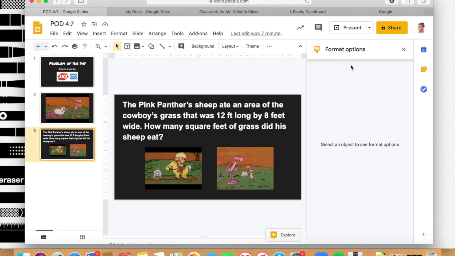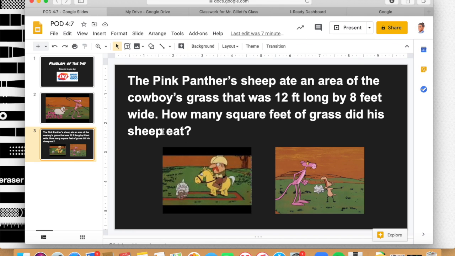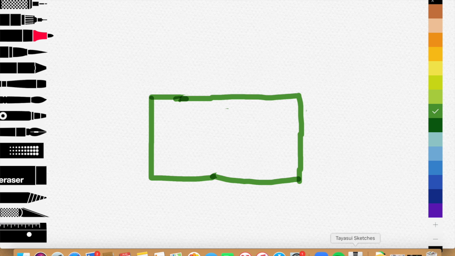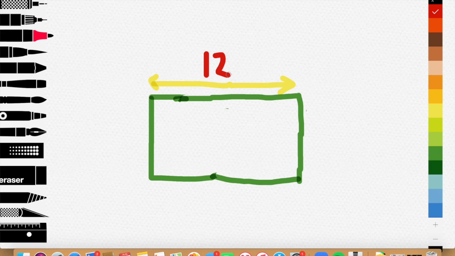Now, the Pink Panther's sheep ate an area of grass, and it was 12 feet long, guys. And it was 8 feet wide. So, if I look at my picture here, this side here is going to be the longer side, from here to here. That's going to be the length. So I'm going to label that 12 feet. I'm going to put the abbreviation for feet, FT, there. And the other one it said was 8 feet wide. So from here to here, guys, it's 8 feet.